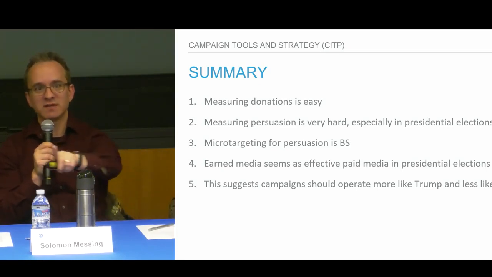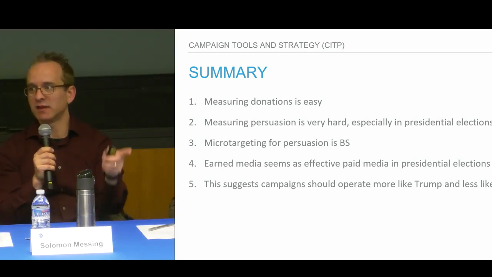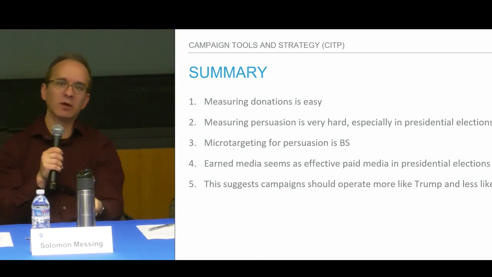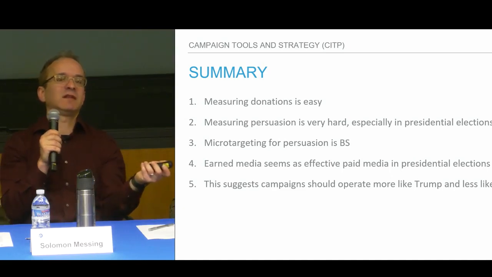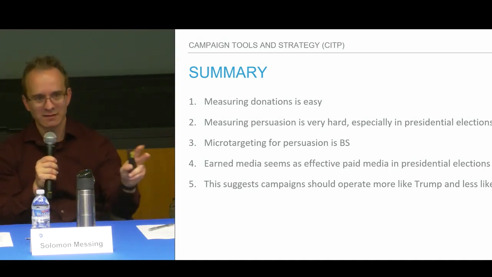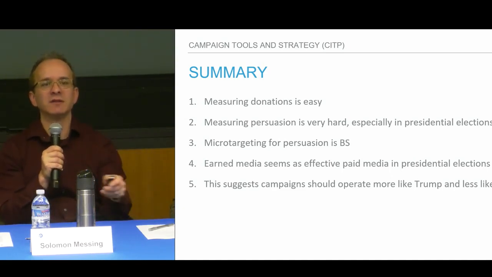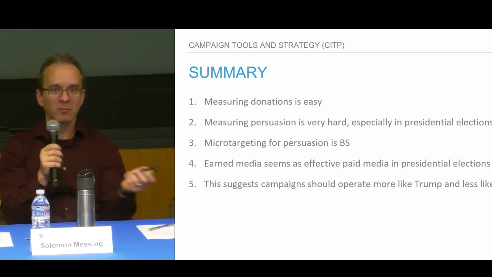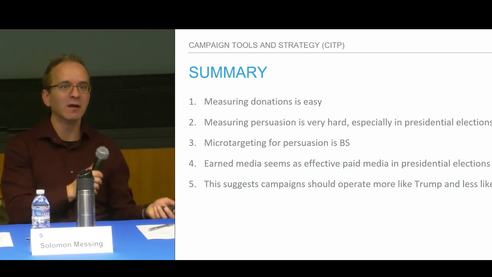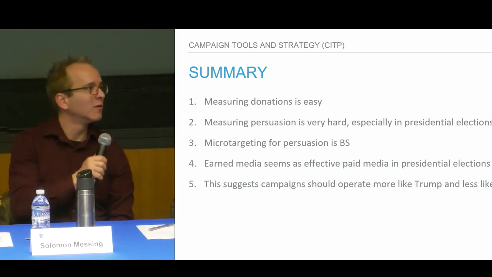Lastly, earned media seems to be as effective as paid in presidential elections, at least in 2020. This suggests that in terms of strategy, not tactics, campaigns maybe should consider operating a little bit more like Trump and a little bit less like Clinton and Biden. Okay, that concludes what I have to say. Thank you.